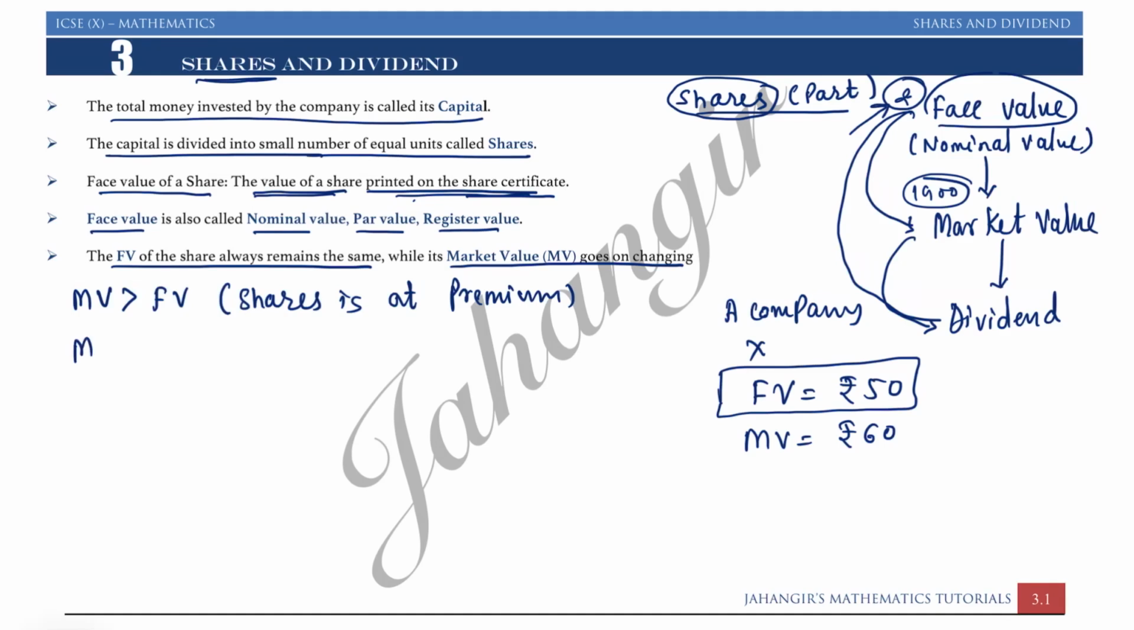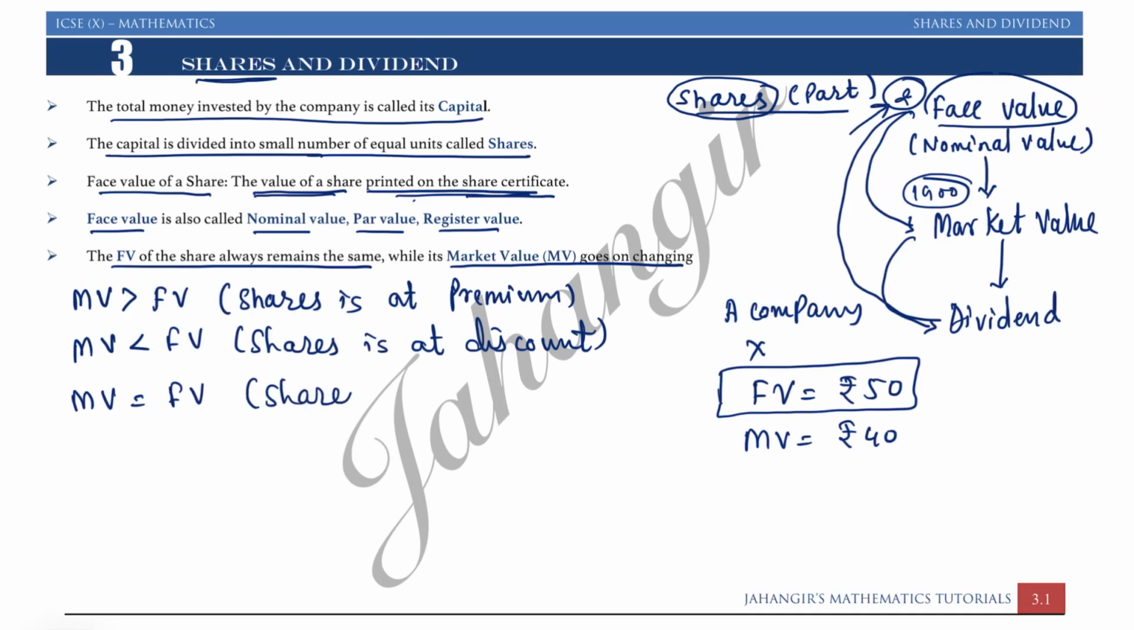But if instead of 60 rupees, its value is 40, then what can we say? Market value is less than face value. So we can say shares are at discount. When market value is equal to face value, we say shares are at par. At par means both market and face values are equal.